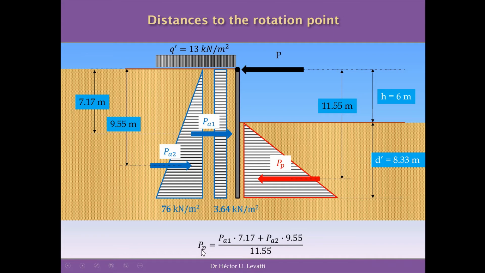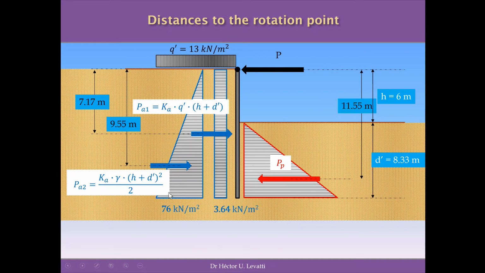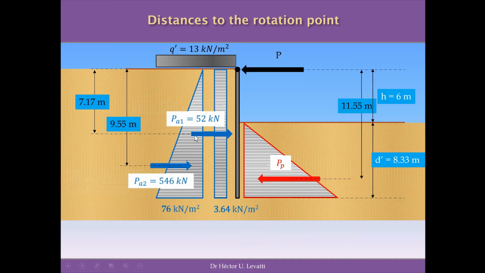We can work out then the passive pressure, and this is the formula, but we need the values of PA1 and PA2, and this is simple to do because we have the formula for and the values for the base of this triangle and this rectangle, so we need to work out the area. You have the formulas in there, or you can do it numerically as well. You have to work out these two values, these areas of these two diagrams, the rectangle and the triangle in blue, and these forces are in kilonewtons. And replacing in the formula for the passive pressure, we get that the passive pressure in equilibrium is 481 kilonewtons.